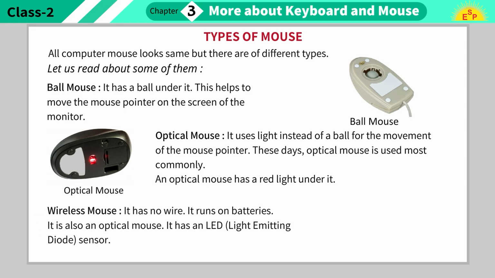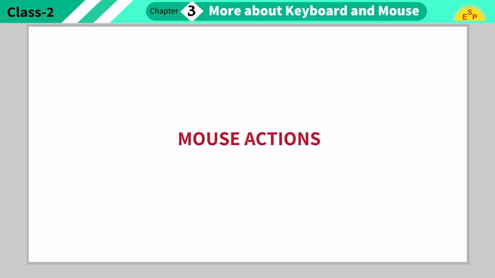Wireless mouse, it has no wire. It runs on batteries. It is also an optical mouse. It has an LED, light emitting diode, sensor.